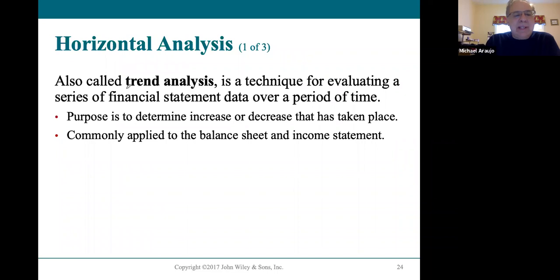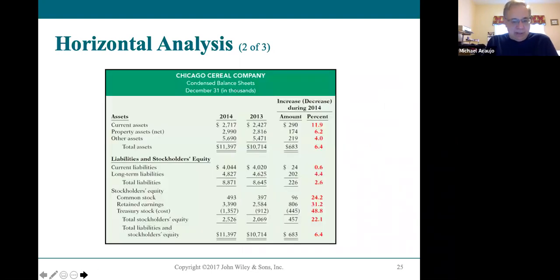Horizontal analysis is also called trend analysis, okay? Can you spot trends, either increases or decreases that have taken place over a time period to the accounts either on the balance sheet or on the income statement? Because those trends might give you an idea, right, of how you should be evaluating the data. So let's see how this looks.